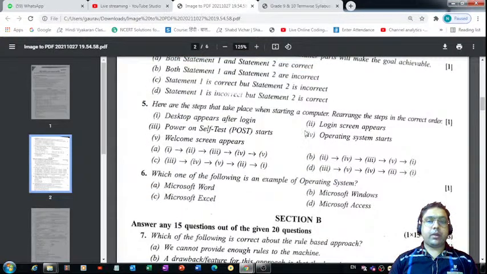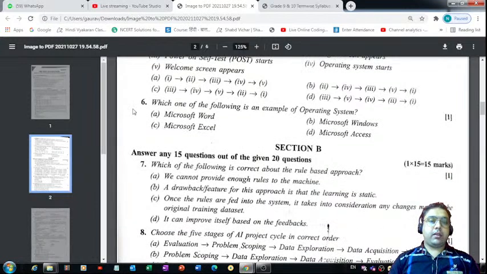Okay, so after third, the next thing which takes place is the fourth. After this, the welcome screen appears, right? We see a welcome screen, and after this, the login screen appears. We see the login screen, and finally, the desktop appears after login. So the correct order is 3, 4, 5, second, and first. So I think option C is the correct one. Yeah, option C is correct.